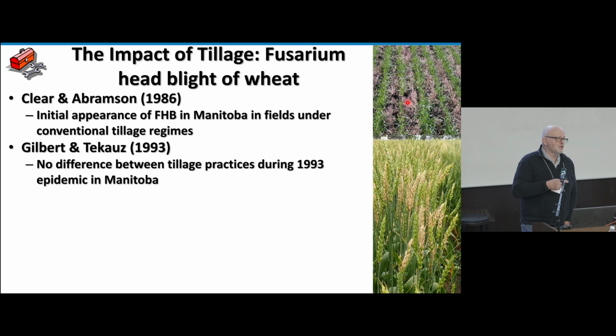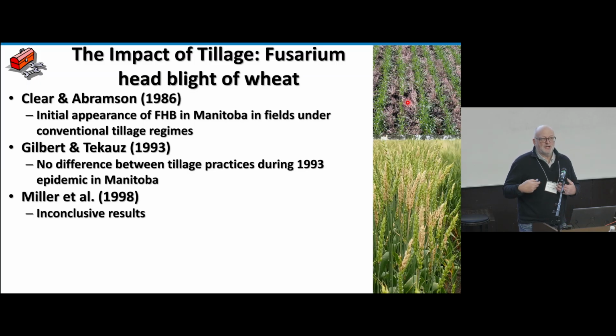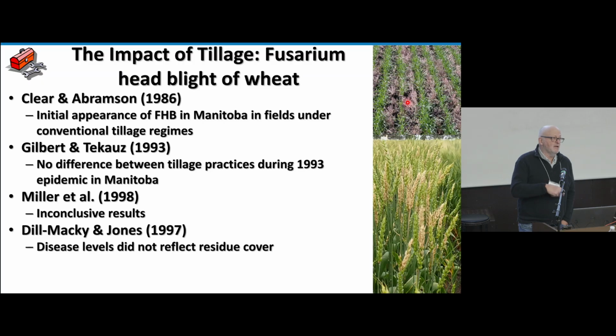They looked at that watershed epidemic in 1993 in the Red River Valley, and they didn't find a relationship with the type of tillage system that was used. In the project that I was involved with in Ontario, we really didn't have conclusive results on whether moldboard plowing, conventional tillage, or direct seeding had much of an impact. Ruth Dill-Macky at the University of Minnesota also looked at this. They looked at moldboard plowing, chisel plowing, I don't know if that's a lighter cultivation, and then direct seeding. The disease levels in terms of severity of infection and DON didn't really reflect the amount of residue cover left by those different tillage systems.